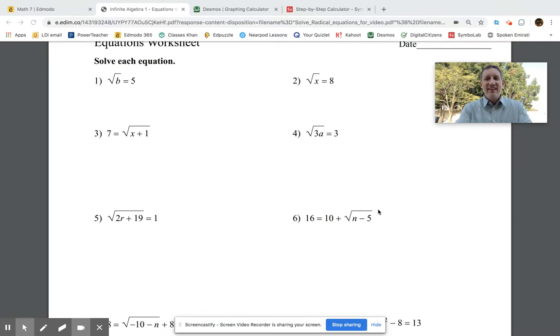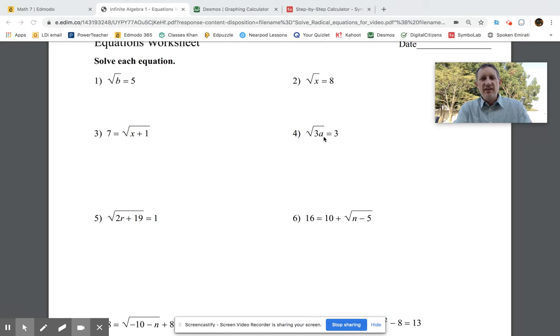All right, well, today we're going to talk about solving equations that have radicals in them. What's a radical? Well, a radical is a square root. That's just a fancy name for a square root. It could also be a cubed root or other kinds of roots. But normally when we say radical, we mean a square root.